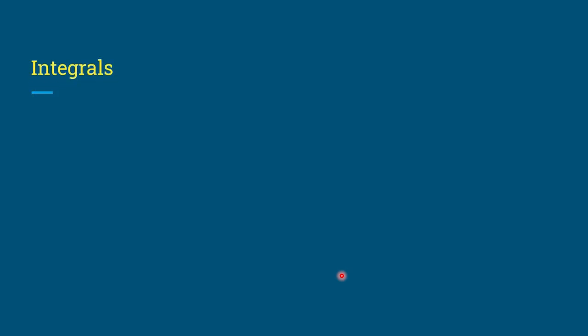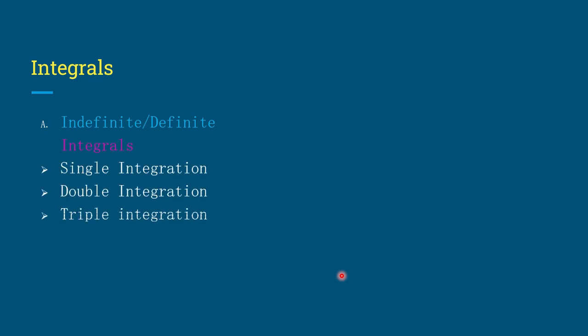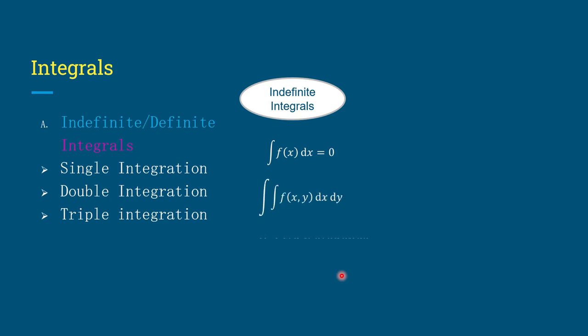In integrals, we have two types: definite integrals and indefinite integrals. In indefinite and definite integrals, also we have so many types. What is single integration, double integration, and triple integration? The integral of f of x dx is an indefinite integral. It is single integration, double integration, triple integration. All this execution part will be shown in the MATLAB command prompt, so don't worry about that. Just first try to concentrate on whatever we are discussing here.